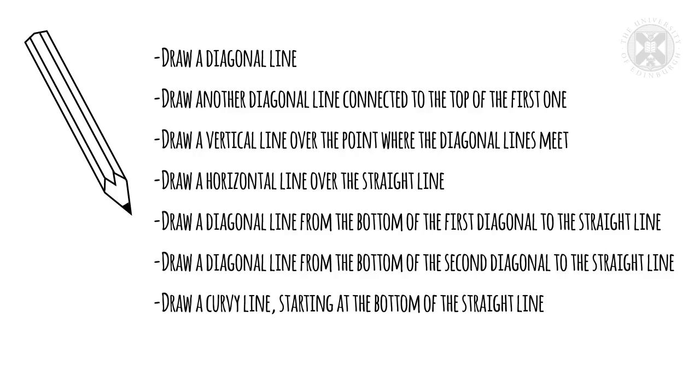Find a pen and a piece of paper and follow the algorithm in the following slide to draw an object. Draw a diagonal line, draw another diagonal line connected to the top of the first one, draw a vertical line over the point where the diagonal lines meet, draw a horizontal line over the straight line, draw a diagonal line from the bottom of the first diagonal to the straight line, draw a diagonal line from the bottom of the second diagonal to the straight line, draw a curvy line starting at the bottom of the straight line.